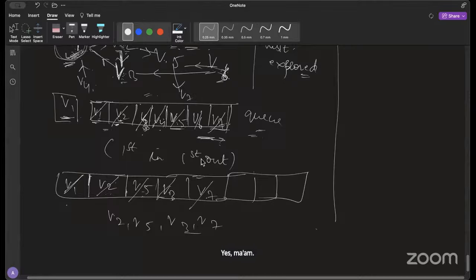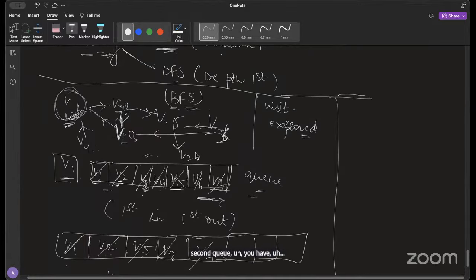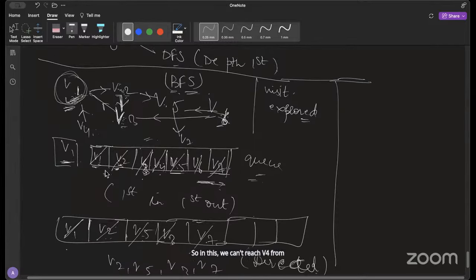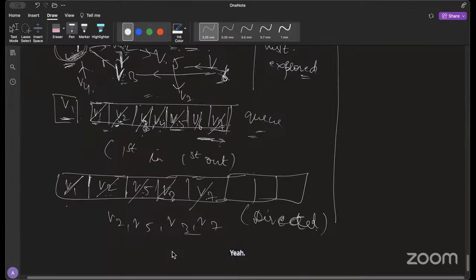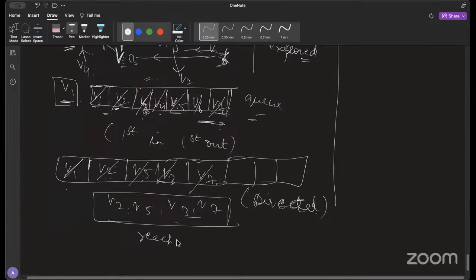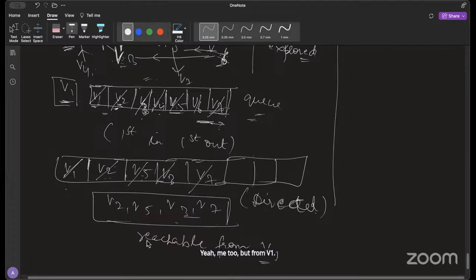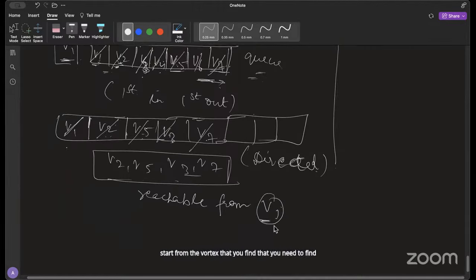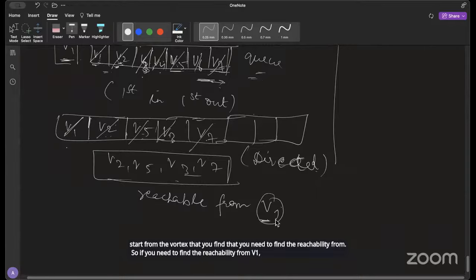Second queue, you did the BFS for a directed graph. Yeah, this one's for directed. So in this, we can't reach V4 from V1, right? Yeah. Only these vertices you can reach with respect to V1. Start from the vertex that you need to find the reachability from. So if you need to find the reachability from V1, start from V1.